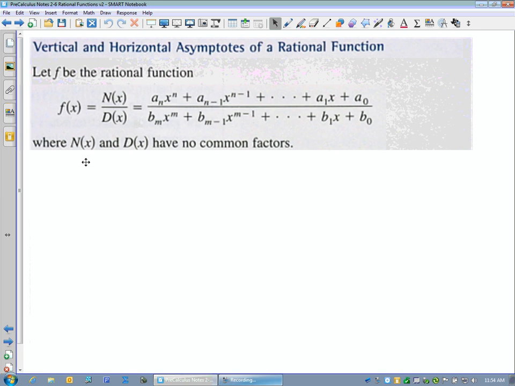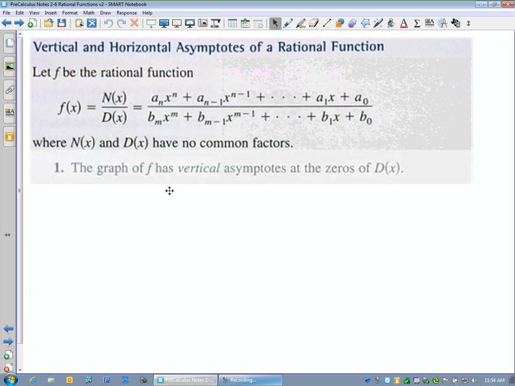Then there are a couple things that we can say. First of all, the graph would have vertical asymptotes at the zeros of the denominator. So any value of x that causes the denominator to be 0 would result in division by 0, which is not allowed.